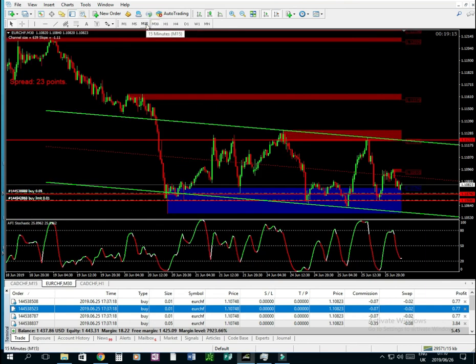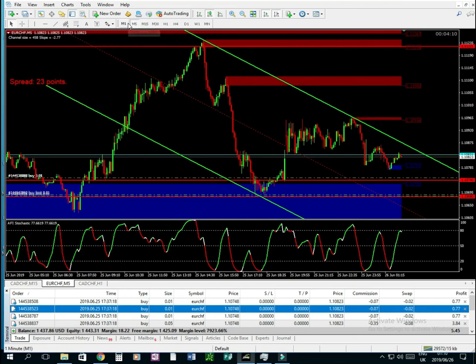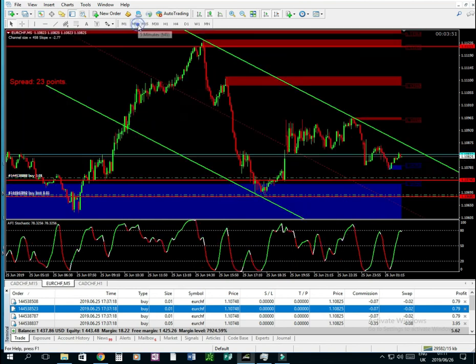Also apply your stochastic. Most of the times apply your stochastic. Looking at the smaller time frame, it clearly shows you it's not the right time to buy. The market in smaller time frame is moving downwards, so just to avoid, yes, in 15 minutes it's going up, I do agree with that, but looking at 5 minutes, the market is not going up anytime soon.